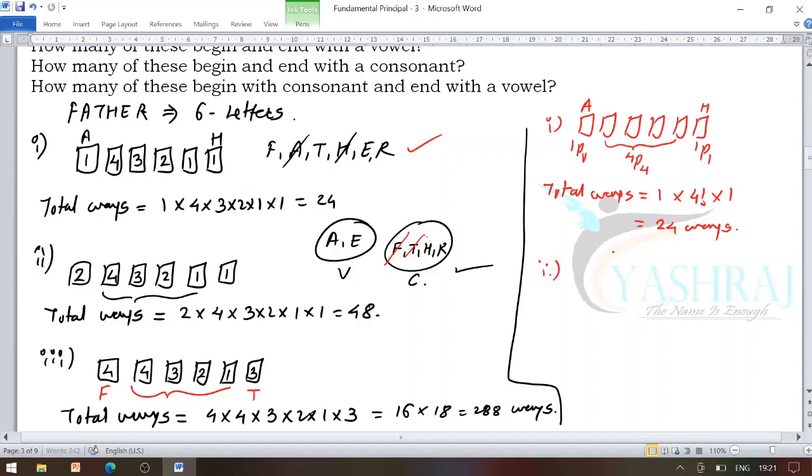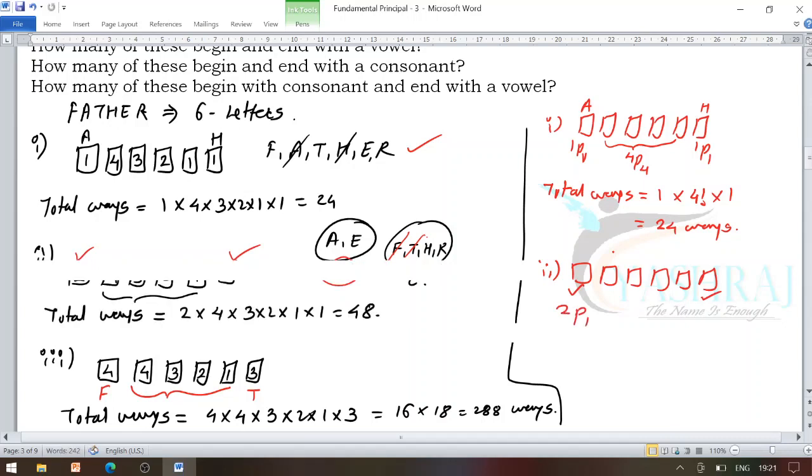Same thing for the second sub question. You may try the permutation formula. We have 6 vacant boxes, and it should start and end with vowels. We have 2 vowels, so to fill up the first and last box we have 2P1 ways, while the middle 4 boxes should contain the consonants. We have 4 consonants and 4 vacant places, so 4P4 ways to fill up the middle 4 boxes.